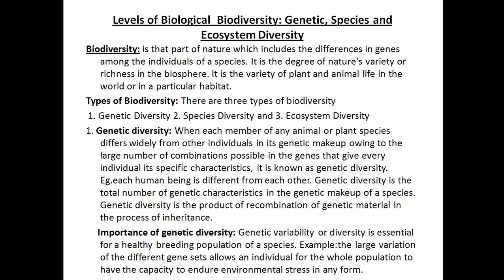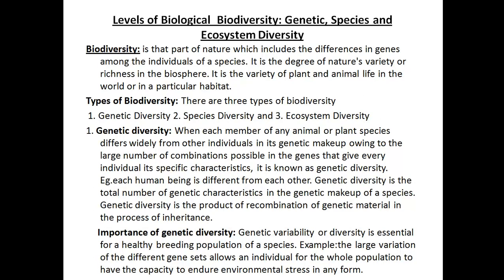Now there are three types of biodiversity. Number one is genetic diversity, number two is species diversity, and number three is ecosystem diversity. So number one is genetic diversity. Here, when each member of any animal or plant species differs widely from other individuals in its genetic makeup, owing to the large number of combinations possible in the genes that give every individual its specific characteristics, it is known as genetic diversity.